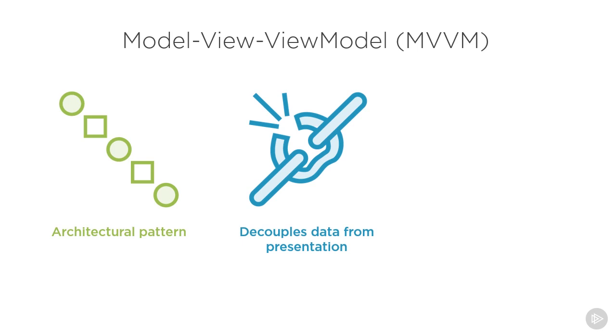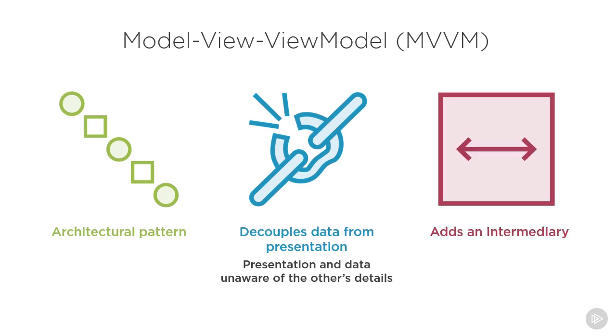In other words, rather than binding the presentation layer directly to our data model, those two layers are going to be unaware of the details of the other one. So it creates separation between that presentation layer and our data model. And it does that by adding an intermediary.